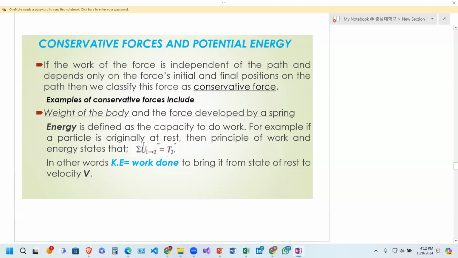So that means that from the equation we have just seen, since T1 is 0, the summation of the energy from position 1 to position 2 is the same as the final kinetic energy. In other words, kinetic energy is the same as the work done to bring it from a state of rest to velocity, right? Okay, hope that is very clear.